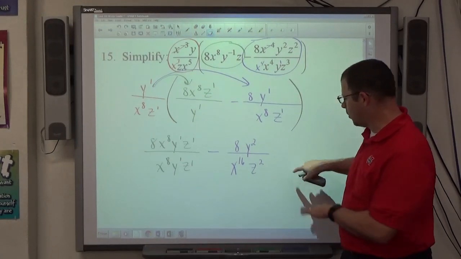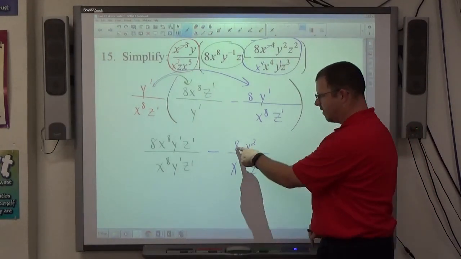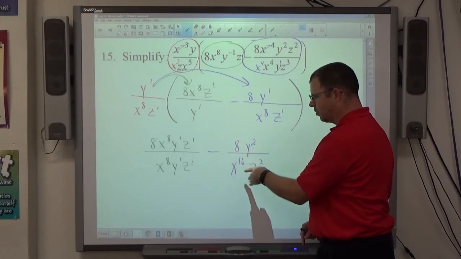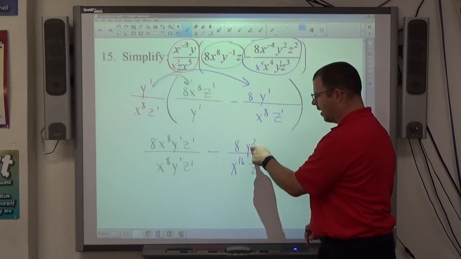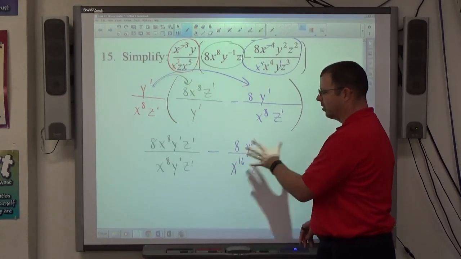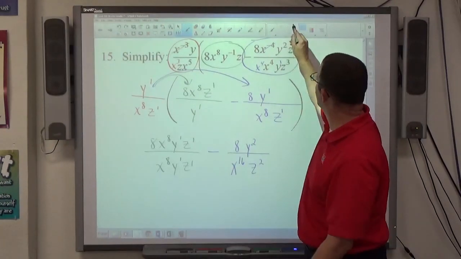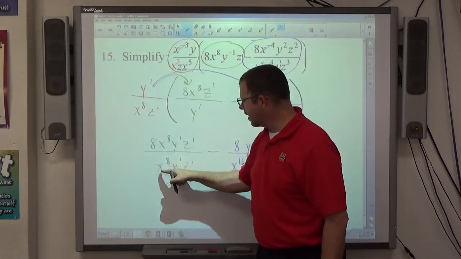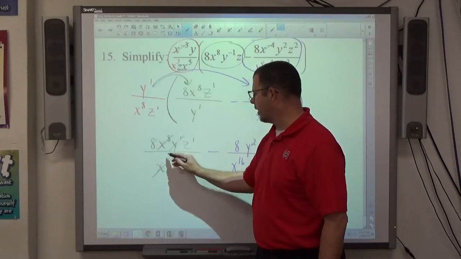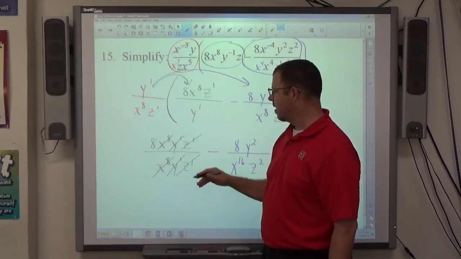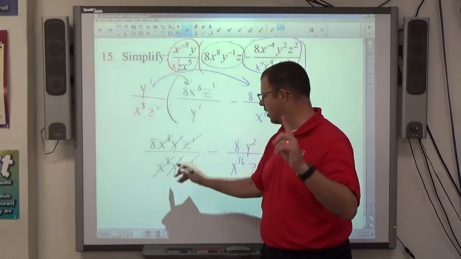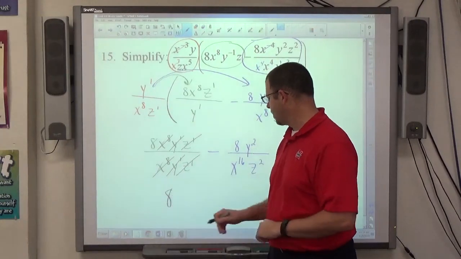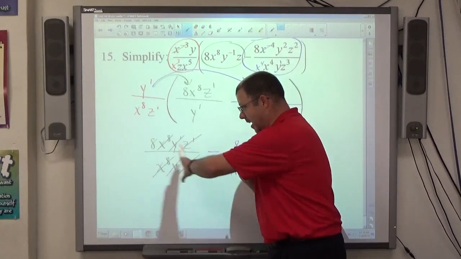Looking at this blue term, the blue term's perfect. 8's a number, doesn't reduce, because there's no number on the bottom. Y is the only y, x is the only x, z is the only z. That's perfect. The green term, we got too many x's, y's, and z's. So x to the 8th over x to the 8th cancels, y over y cancels, z over z cancels. If everything cancels, you have to write a 1. In this case, there's an 8 left over, so I'll write 8. That's it. So that's 8.